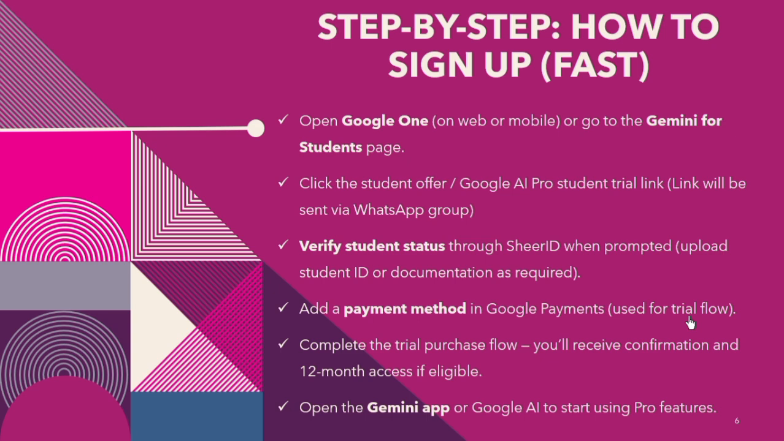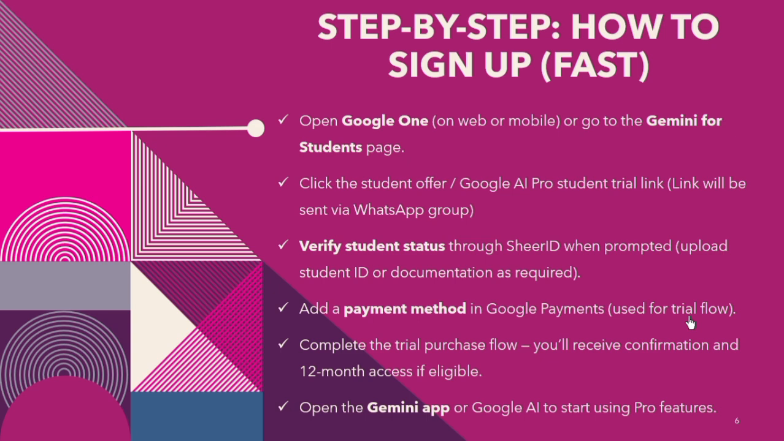Then thirdly, you need to verify your student status through SheerID. And what are the things that you provide? You need your student ID card, or maybe your school fees payment receipt, or any valid, recent document from your university that carries your university name, your name, and other information that proves that you are a student of this institution.